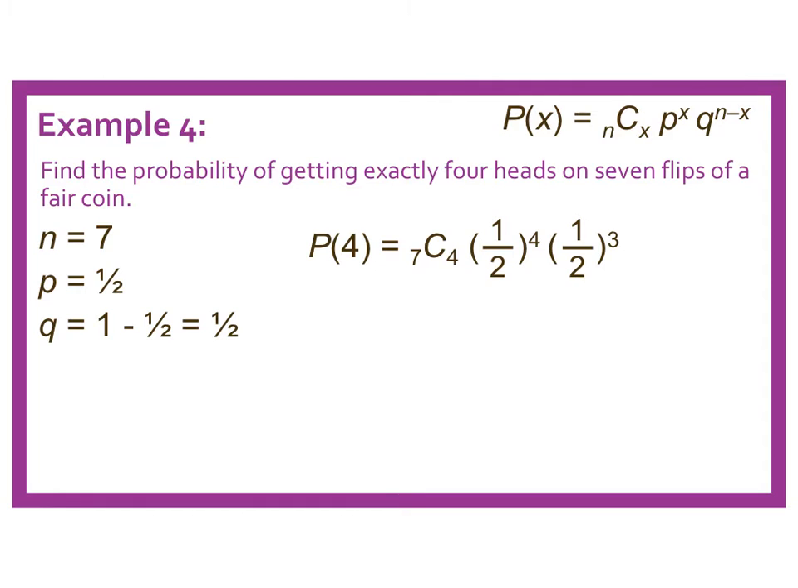All right, find the probability of getting exactly 4 heads on 7 flips of a fair coin. Okay, so the probability of 4 heads on 7 flips. The probability of getting a head is 1/2. That's where this comes in. The probability of getting not a head, well, we know that's a tail, is also 1/2. Okay, so it's going to be C, the 7.